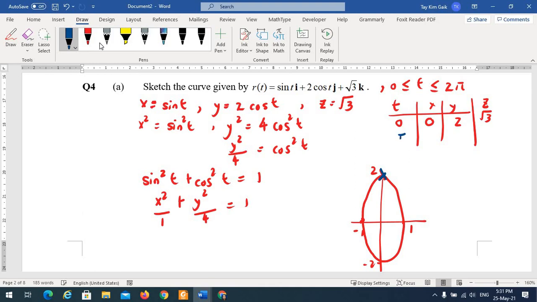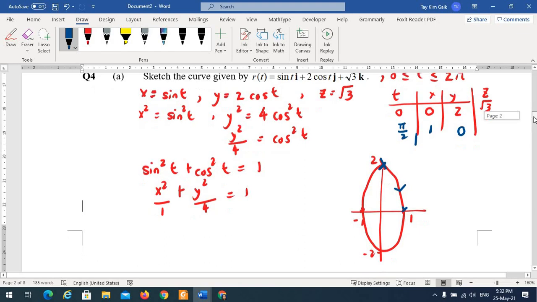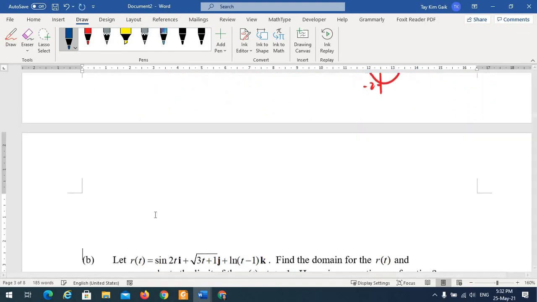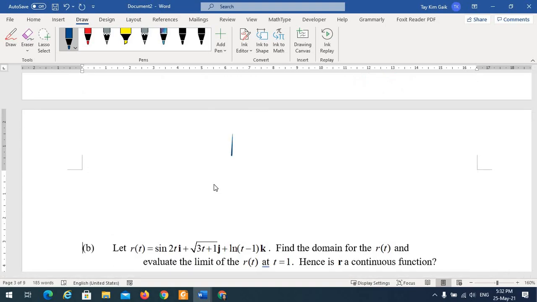Later on, let's say t is pi over 2. Sin pi over 2 is 1, cos pi over 2 is 0. So we move up to here. So the direction is clockwise. And then the curve is raised up at position z equal to 3, because z is equal to 3. And you may raise it up like this.